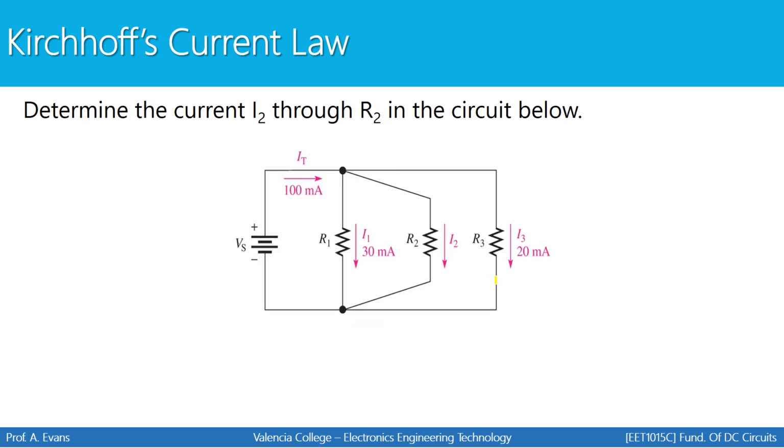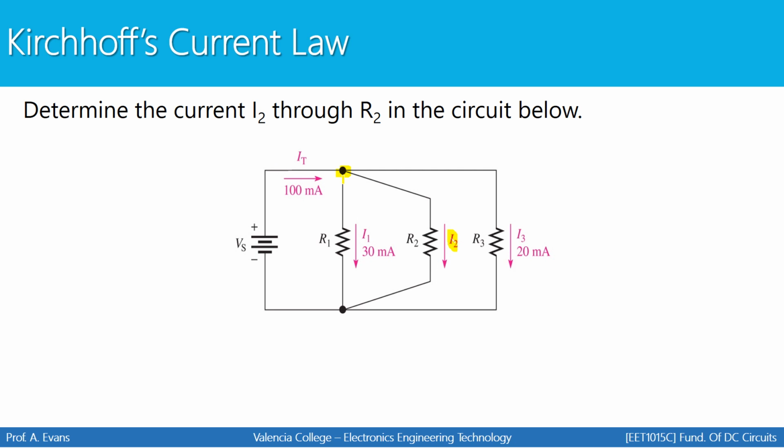So our first example of Kirchhoff's current law is below. We're going to determine current I2 through resistor 2 in the circuit below. So let's take a minute and analyze what we've been given. We have a circuit with a voltage source. We don't know how much voltage has been applied. We do know the total current going into this node. That's a node right there.